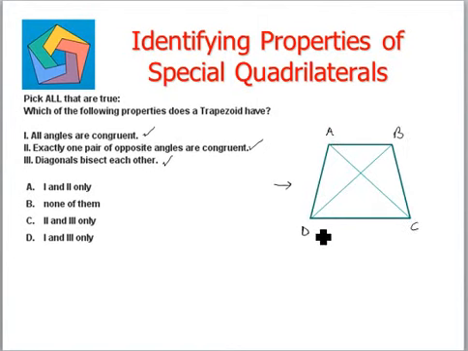In a trapezium, only one property is there, that is, AB is parallel to CD. That is, both the bases, top and the bottom, are parallel to each other. There is nothing special about the angles being congruent, and nothing about the diagonals as well. So that means none of them are correct. That is option B.